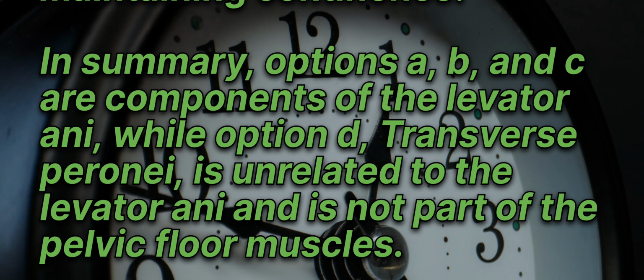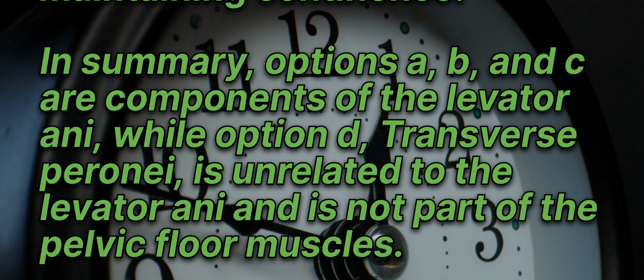In summary, options A, B, and C are components of the levator ani, while option D, transverse perinei, is unrelated to the levator ani and is not part of the pelvic floor muscles.